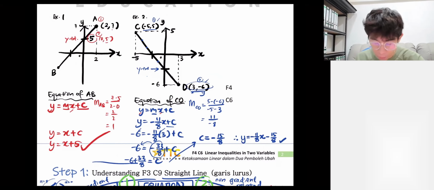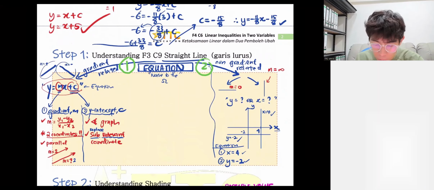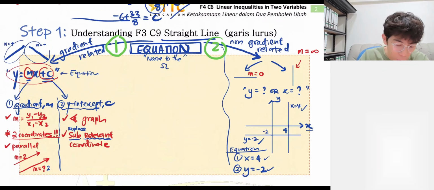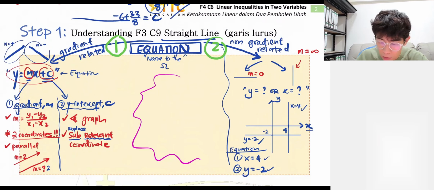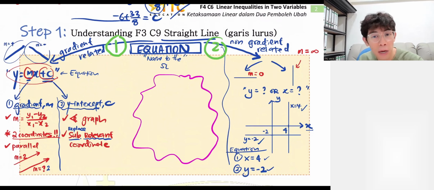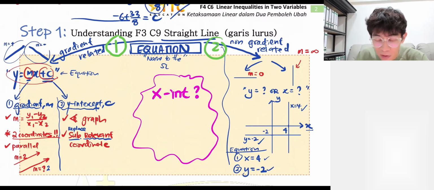Okay, then finally, everyone, you come back to this part, right in the middle of it. So I'll just draw like a random shape there. So the last part under y equals mx plus c is that you need to know. Normally they will ask for what? Can you get me the x-intercept? So how do you do x-intercept? You know your y-intercept, you solve it already.